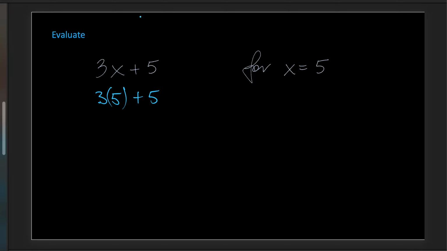Plus the 5. So since I was given that x is 5, I plugged in 5 for x. And now I evaluate. Have to do multiplication first. So I have 15 plus 5. And 15 plus 5 is 20. So the answer is 20. So that's the type of problem where we're given a value for the unknown variable. We do know it, so we go ahead and plug that in. And then evaluate.